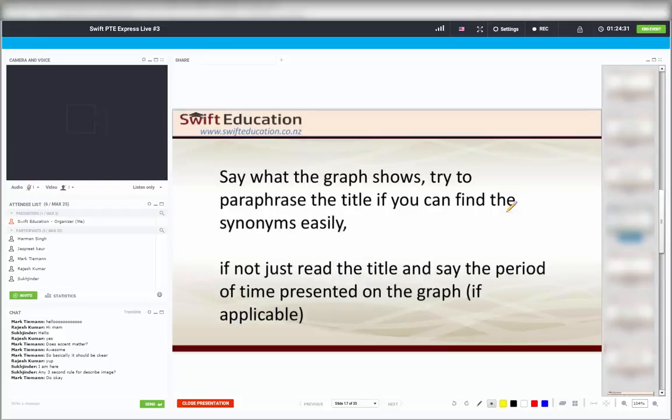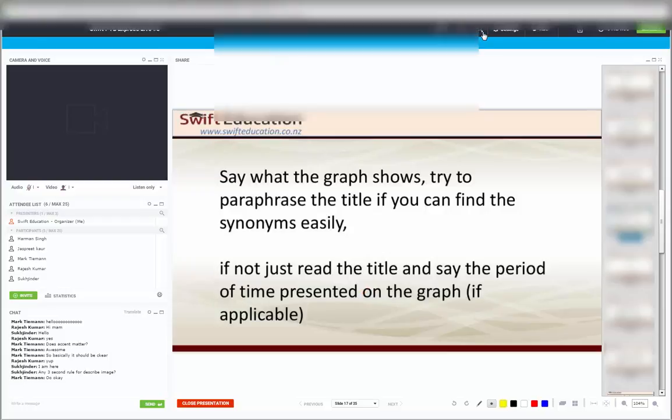Then say what the graph shows, trying to paraphrase the title if you can find the synonyms easily. So it's basically you look at the graph, then you try to paraphrase the title also if you can. If you can find the synonyms easily, then do that. Else it's all right. Just say the way it is mentioned in the graph. If not, just read the title and say the period of time presented on the graph if applicable.